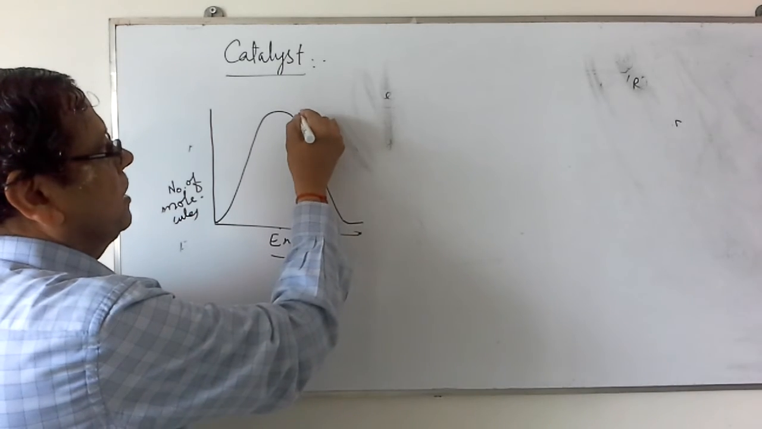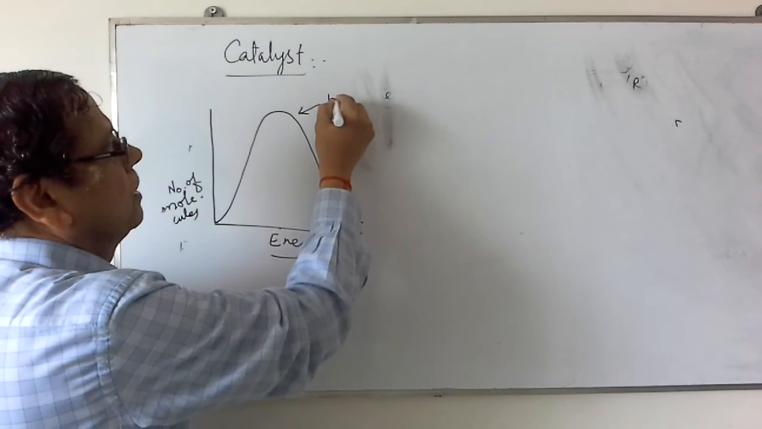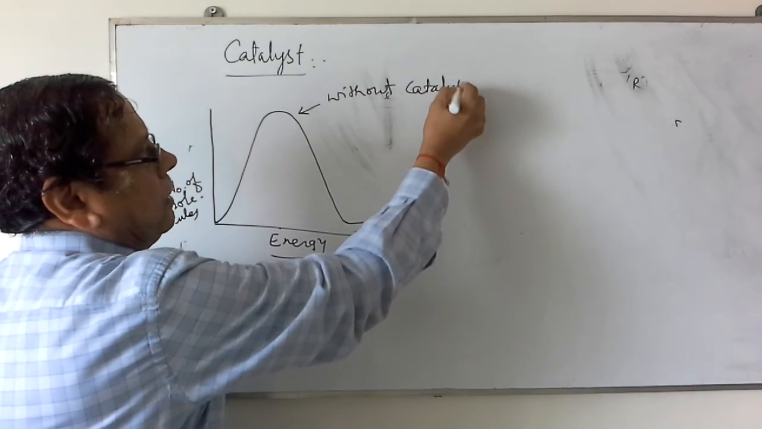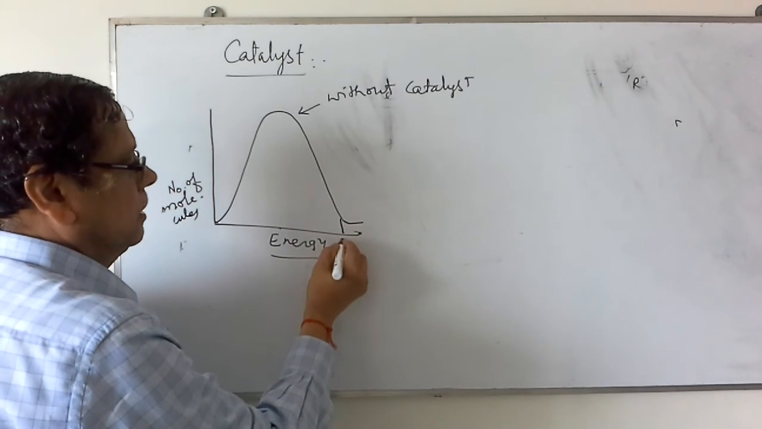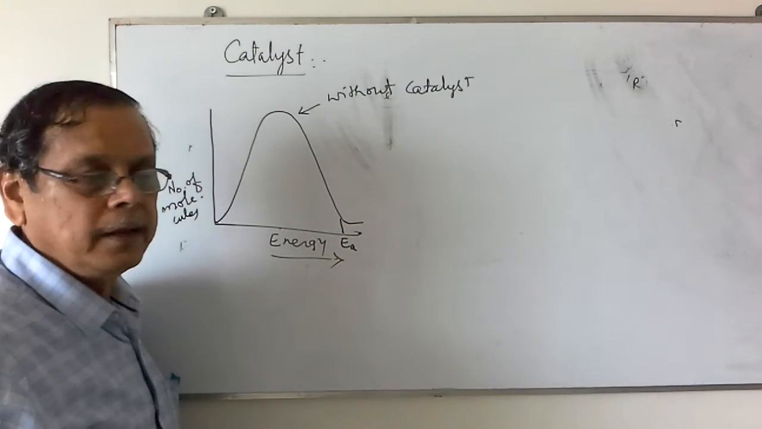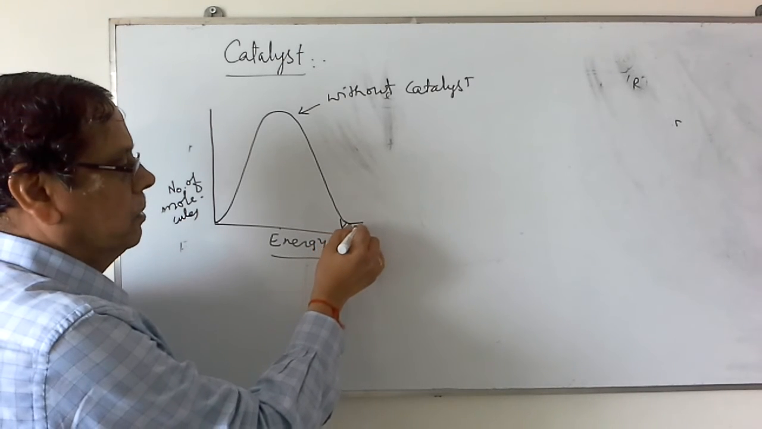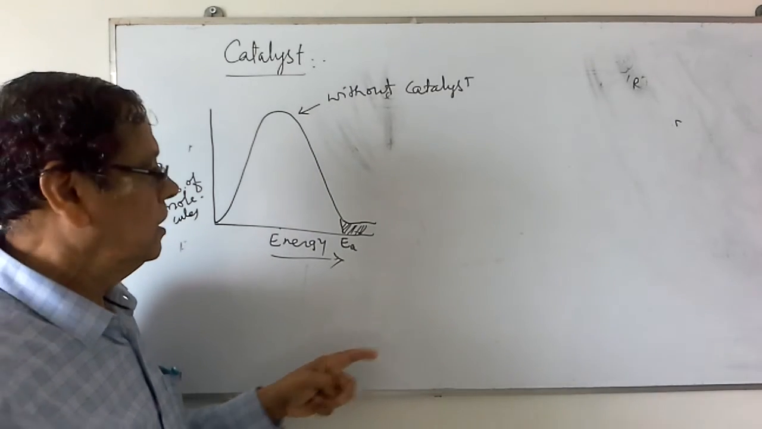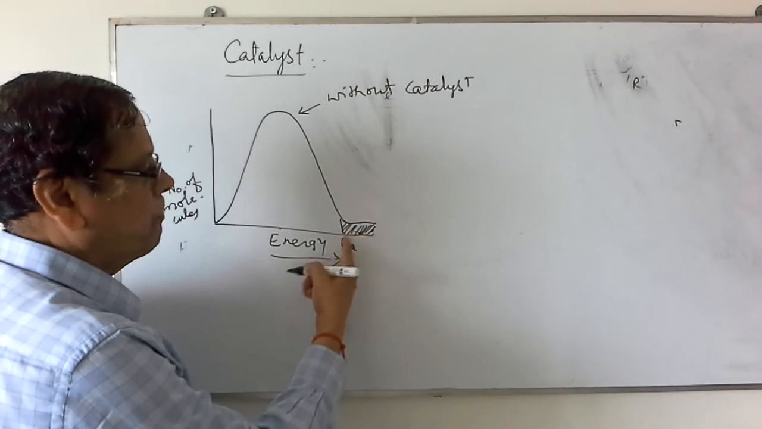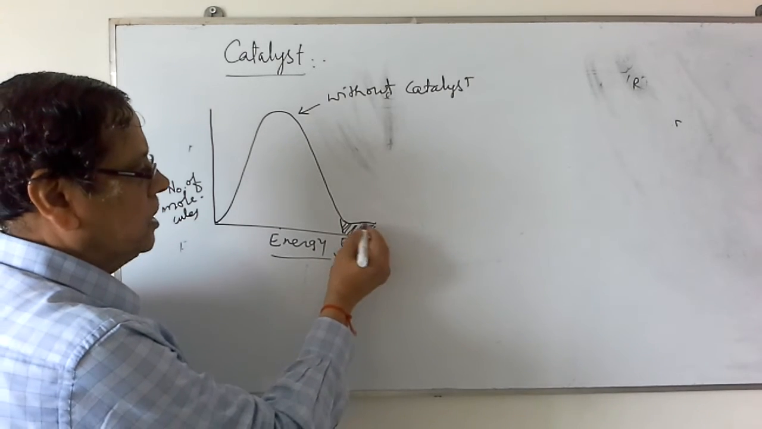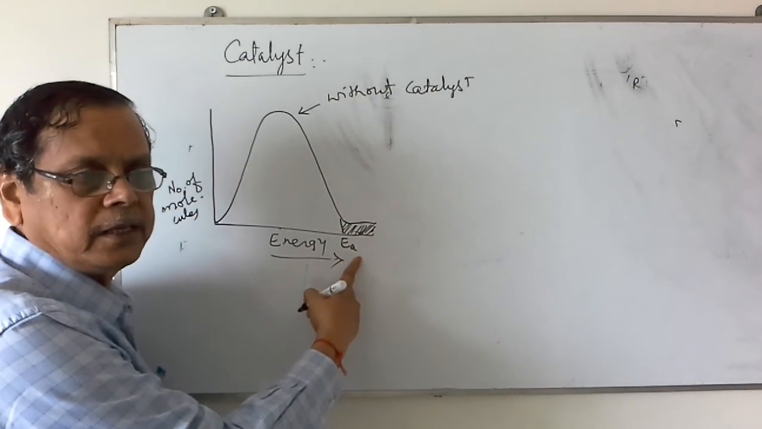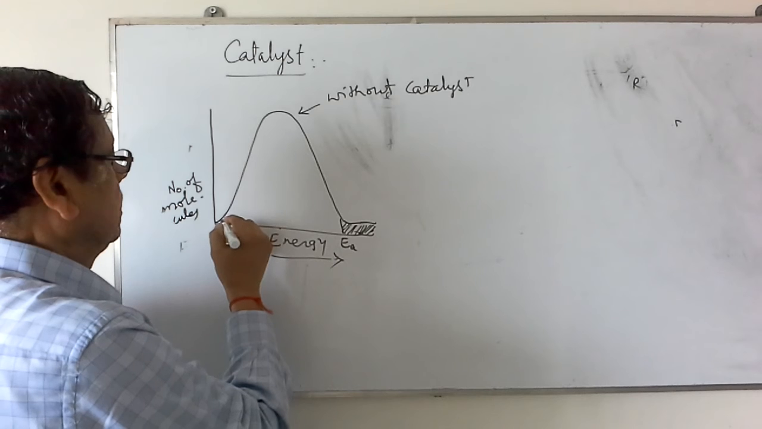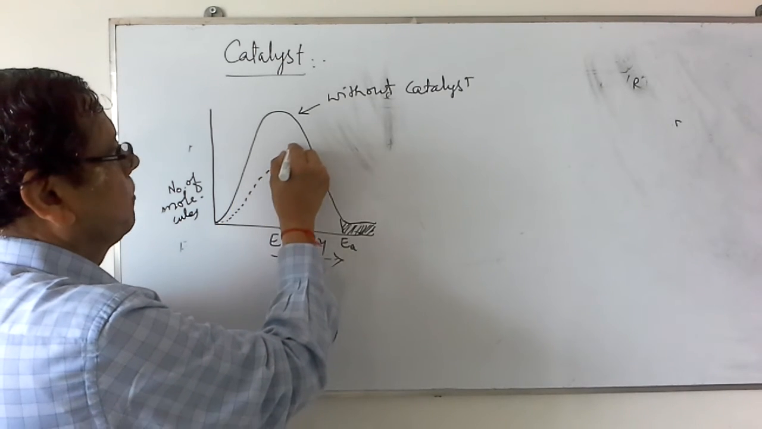Assume that this is the case of the reaction without catalyst. Assume that this is the energy of activation, Ea. The minimum energy that is required to take part in a reaction is called the energy of activation. So this shaded area indicates the number of molecules possessing energy of activation. This is the area where the energy of activation is possessed by so many molecules. But when we add a catalyst, this gets distributed in this way.